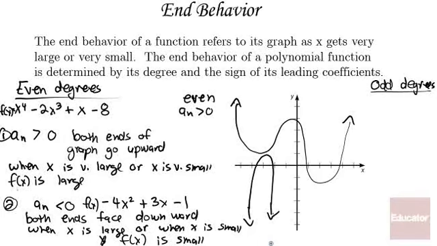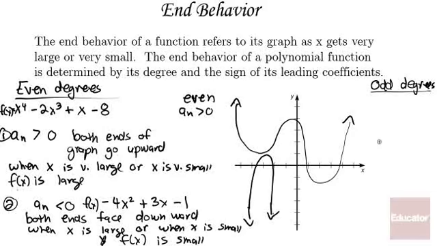Okay, so these are even degrees, and to help you remember this, just think back to quadratic equations, because we already talked about quadratic functions and the fact that if their leading coefficient is positive, they face upward. If their leading coefficient is negative, they face downward. And it's the same idea here, except you might have more ups and downs in between.